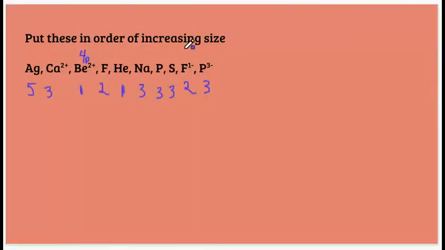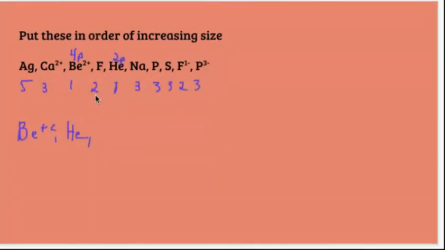I'm going to put 4 P's up top. And helium only has 2 protons. So the one that is smaller is the one with more protons. So if they have the same number of energy levels, then the one with more protons is smaller. So beryllium is going to be the smallest one up there. And the next one is going to be helium.